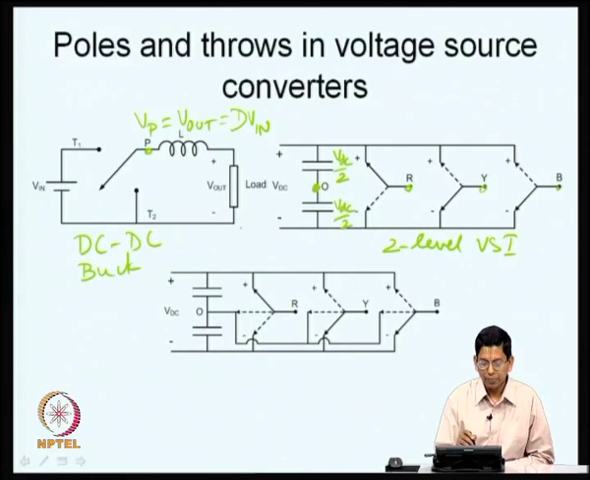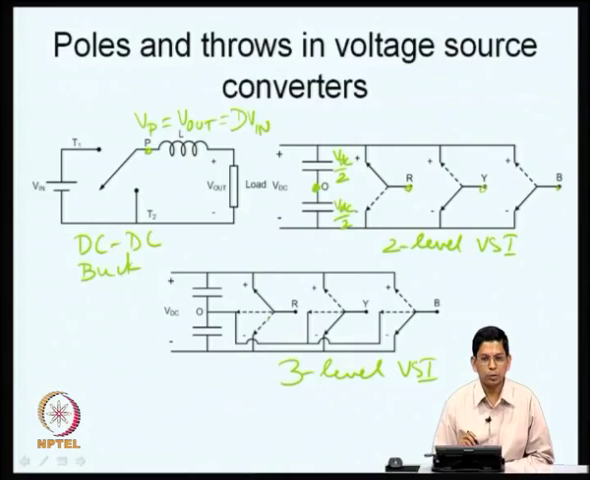If you look at a 3-level inverter, once again it has 3 switches, but in a 2-level case it is all single pole double throw, whereas here it is a single pole triple throw switch. So, this is a 3-level voltage source inverter. You have single pole triple throw switches here.